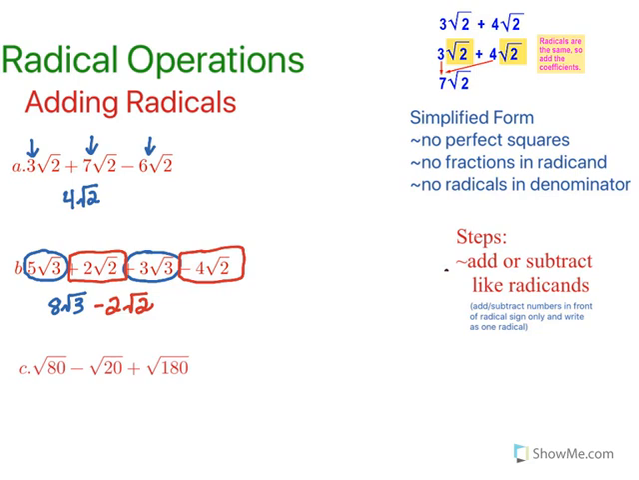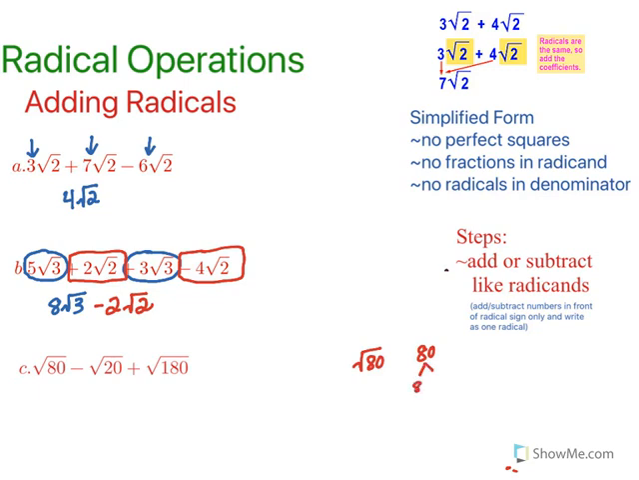Now let's look at C. Here we don't see like terms yet, but we need to simplify these expressions first. So as we move into this process, we want to simplify each of those radicals. So remember to simplify, we are going to factor, we're going to break up each of those radicals into its factors until we can find perfect squares.